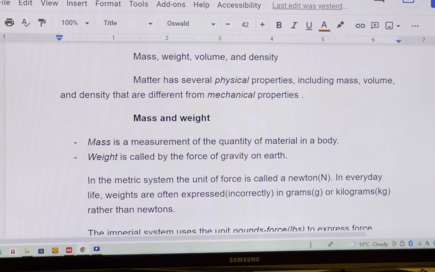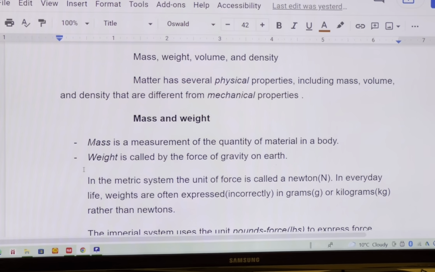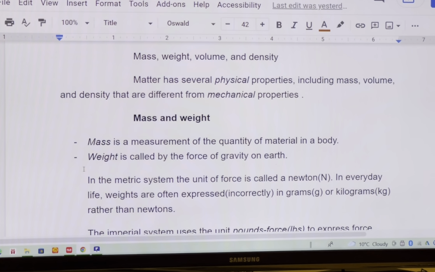Mass is the measurement of the quantity of the material in the body. Weight is caused by the force of gravity on Earth. The Earth's gravity acceleration is 9.8 meters per second squared. But on the moon, or on another planet, weight is different. Why? Because the acceleration of gravity is different.